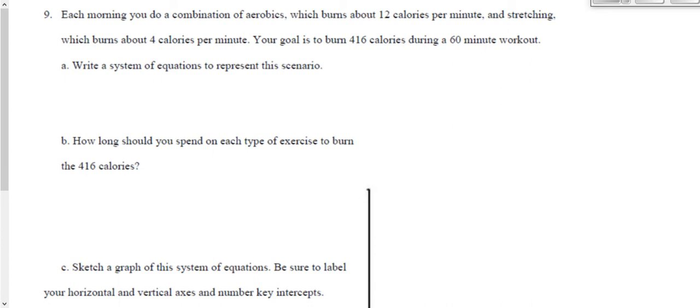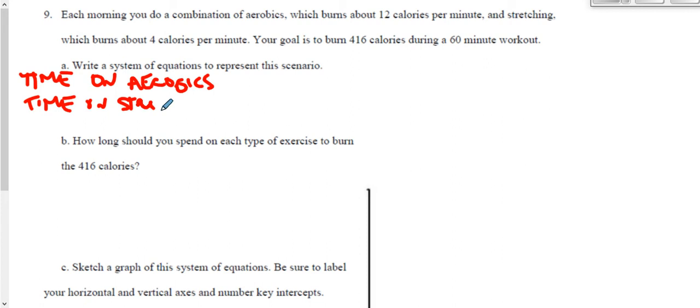So we have the time that we're trying to solve for each exercise. So the time on aerobics and the time on stretching. We have to give these variables letters so we can write equations about them. So let's call aerobics the letter A and stretching the letter S. Now, these are the things we're trying to solve for. Let's write the most basic equation we can with them.